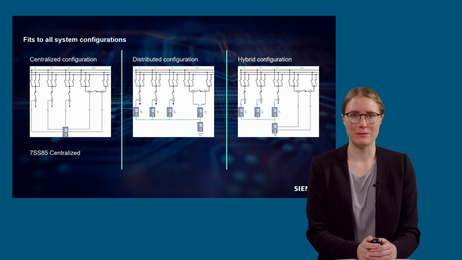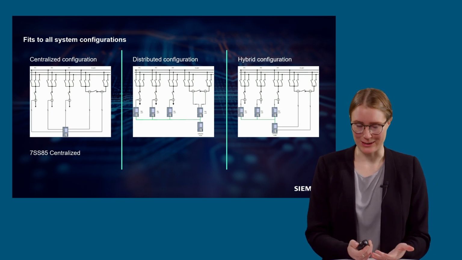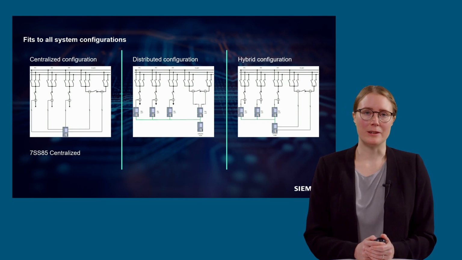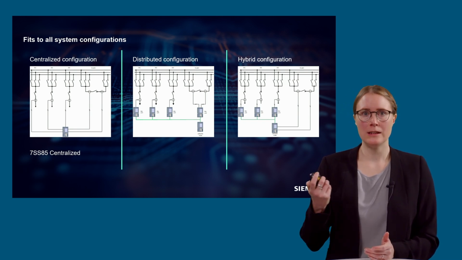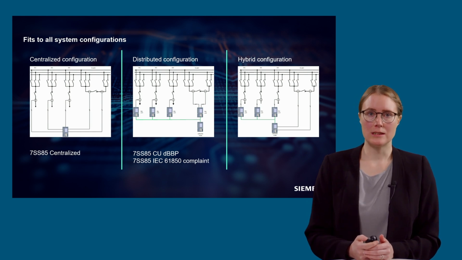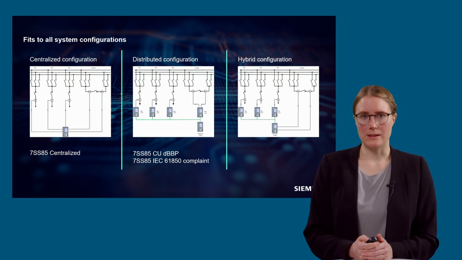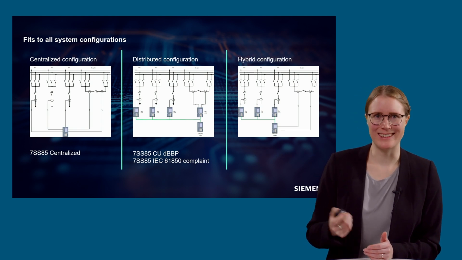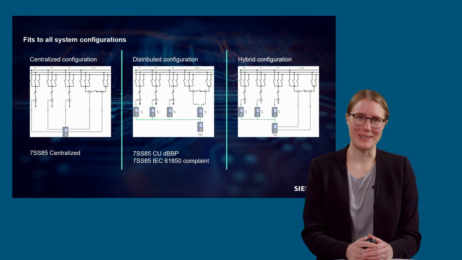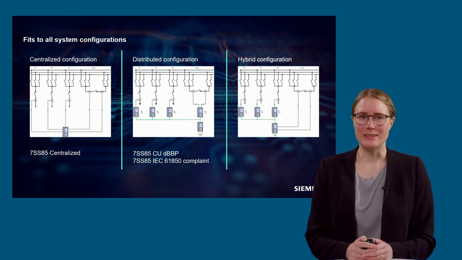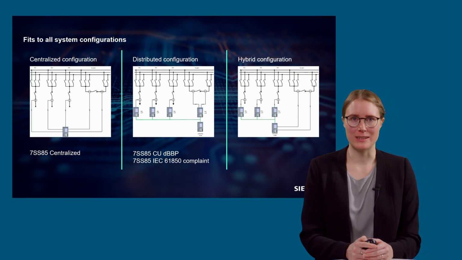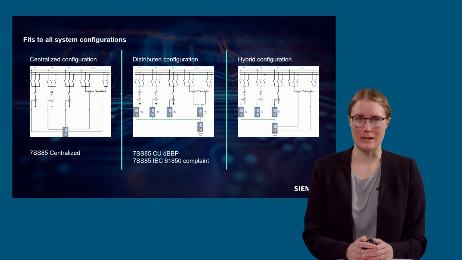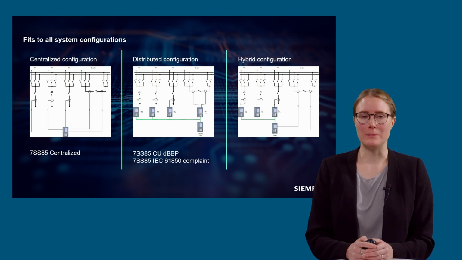For a centralized configuration, we use the 7SS85 centralized approach, quite obvious. For the distributed setup, you can use either the 7SS85CU distributed busbar protection or the 7SS85 IEC 61850 compliant solution. The IEC 61850 compliant solution is fully integrated in the overall IEC 61850 process and station bus system architecture. It is a very flexible solution, but the engineering effort is quite high.